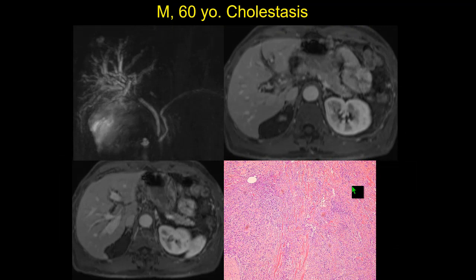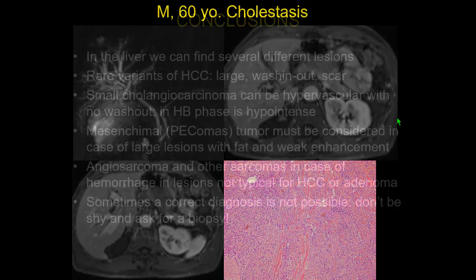Remember, this inflammatory pseudotumour can simulate a cholangiocarcinoma. Whenever you see a lesion spreading along the portal vessel, we shrink the biliary ducts. In this case, it was a pseudotumour of the biliary tract.